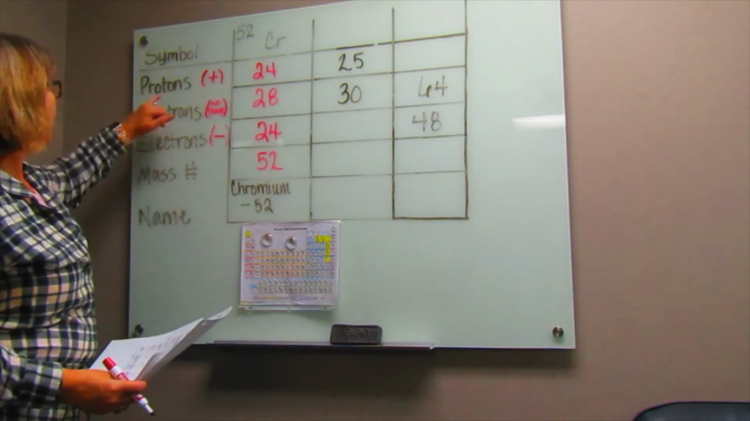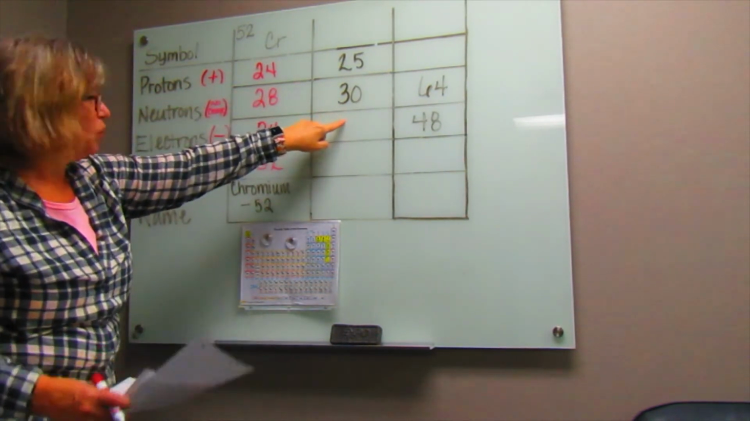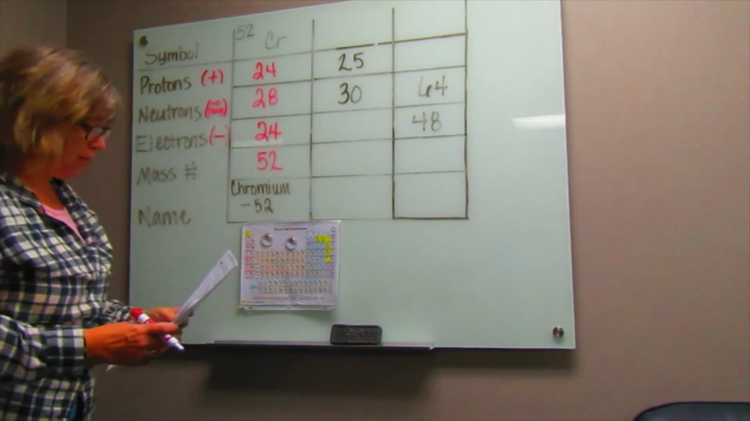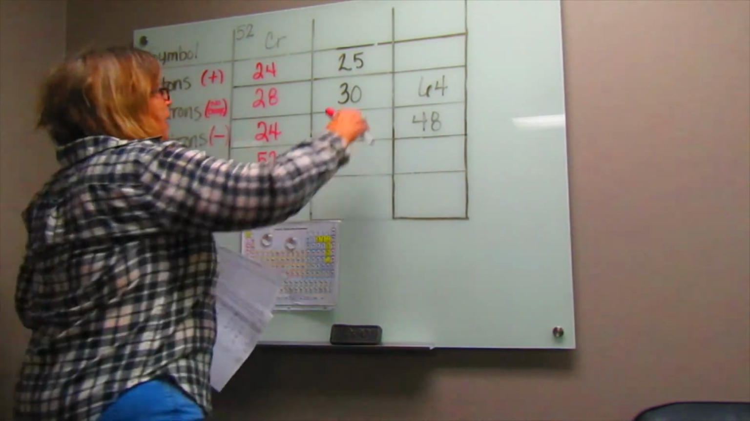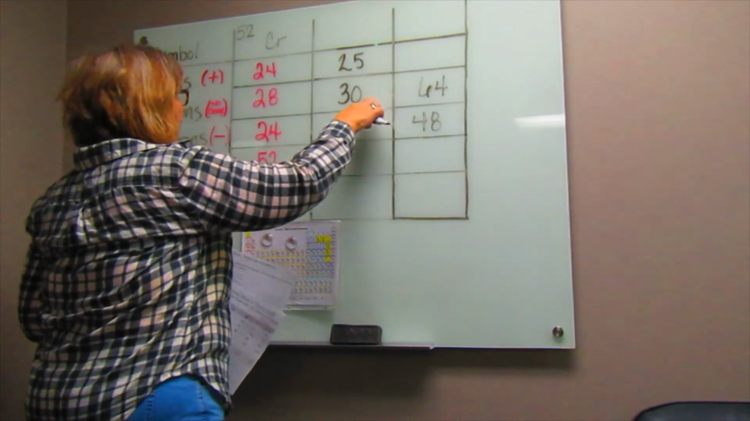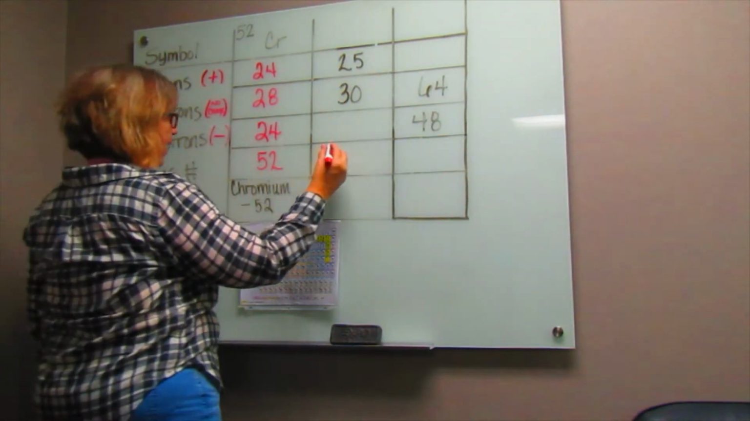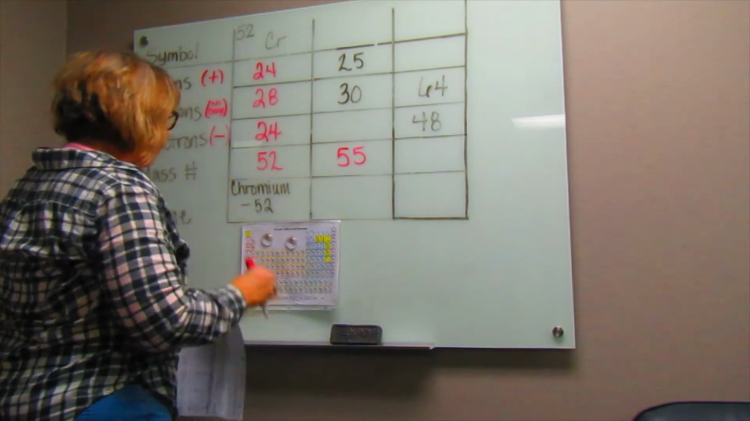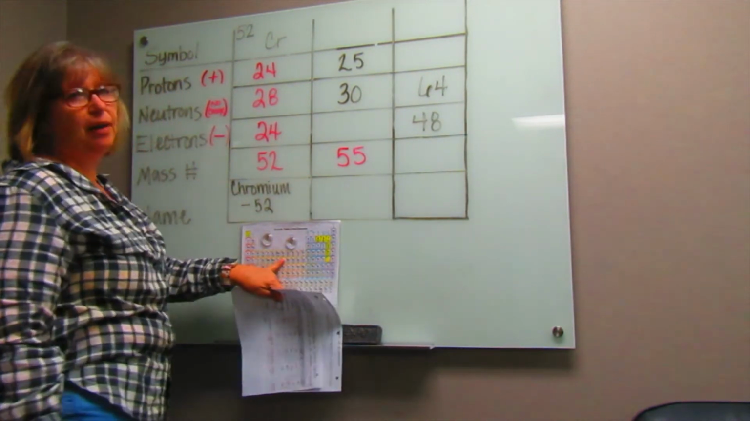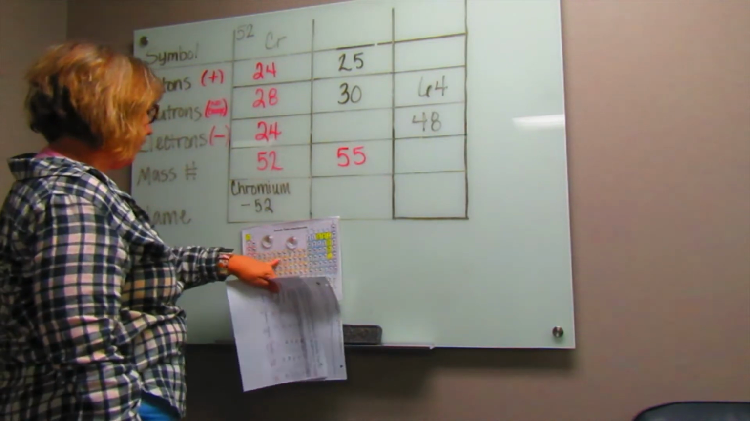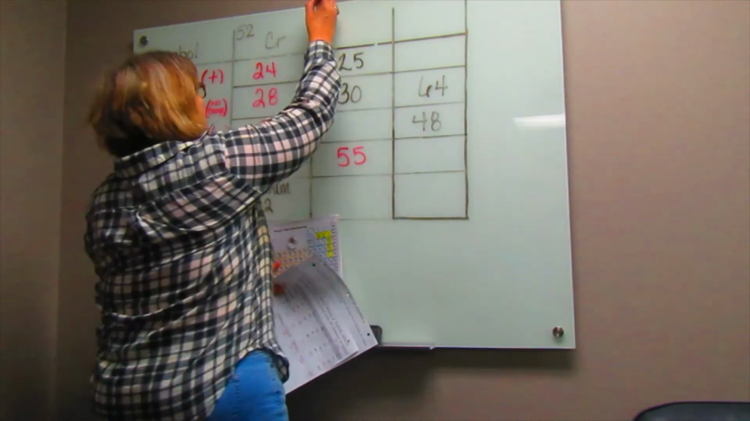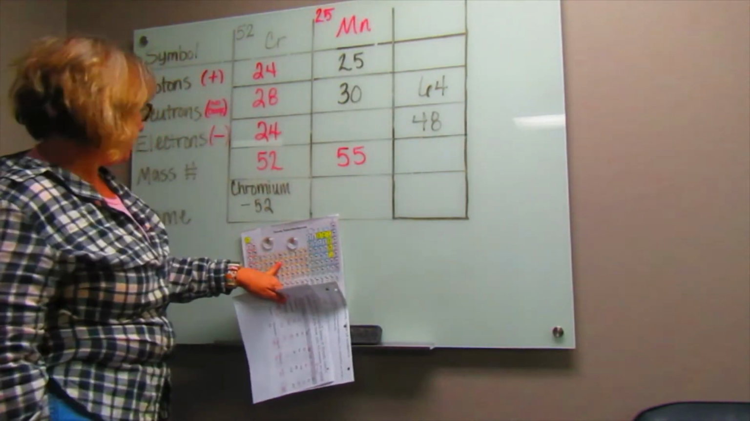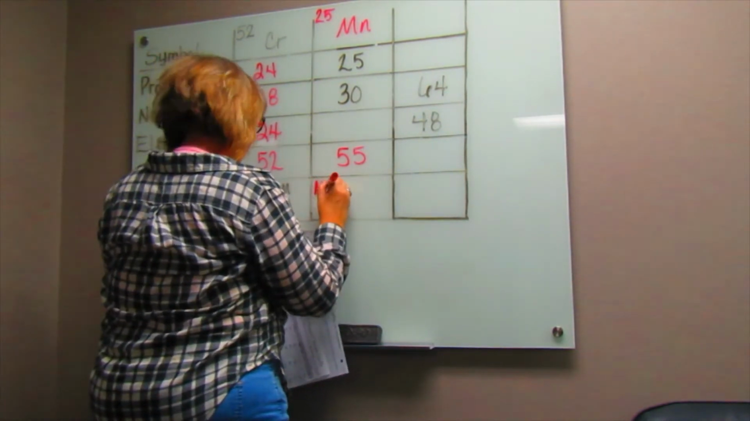Okay, so now we're going to look at our next element, and this one is not identified, so we need to figure out what element this is. Okay, so based on the information that we're given, it has 25 protons and 30 neutrons. So that tells me that it has a mass of 55. Okay, so I can look at my periodic table and see what on the periodic table has a mass of 55. Well, that would be manganese. So that's going to be manganese. And so we need to write it down here.